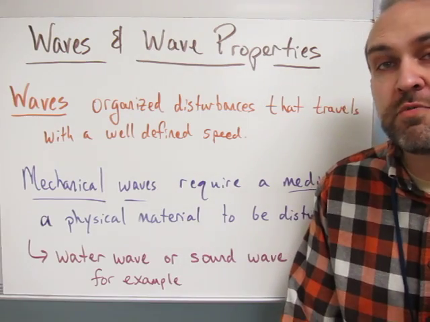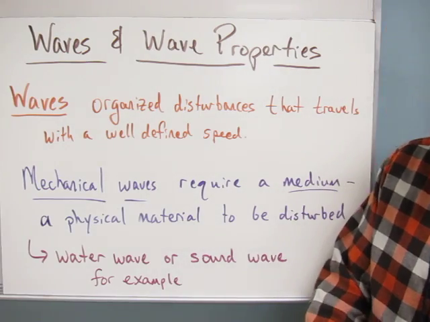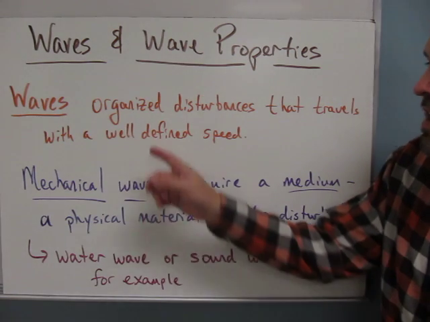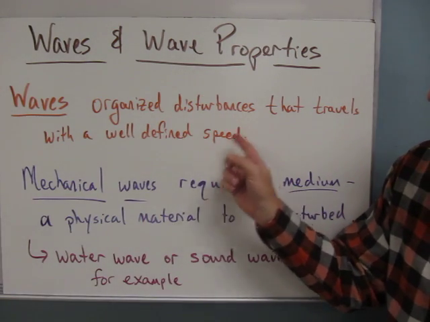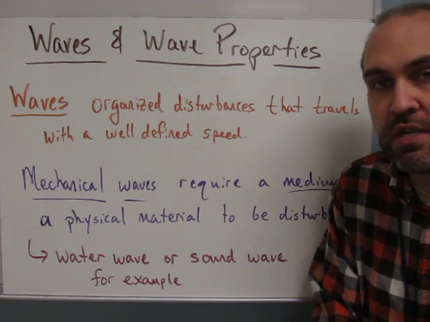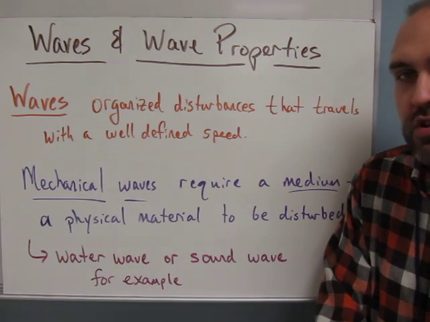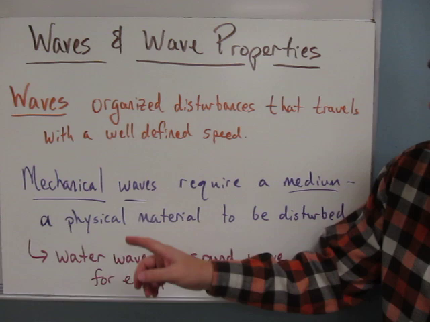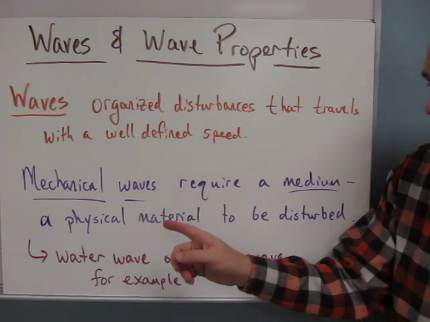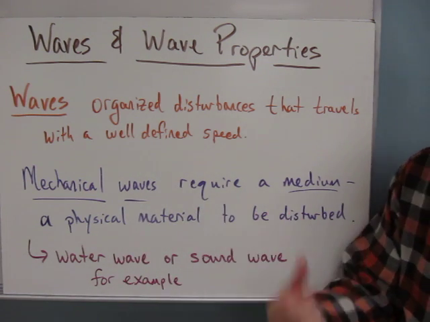Hi, this video is about waves and wave properties. Waves we can define as an organized disturbance that travels with a well-defined speed. So it's some kind of disturbance in the medium that it's in, and it travels with a well-defined speed. A mechanical wave requires a medium.